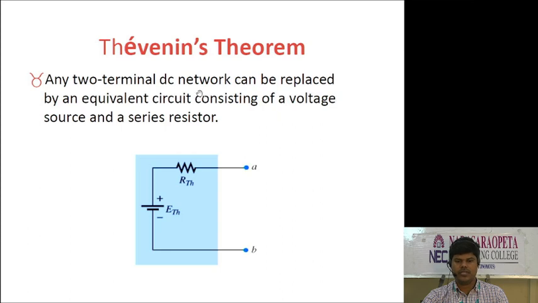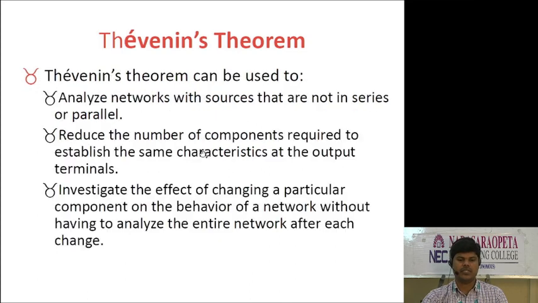Any two-terminal DC network can be replaced by an equivalent circuit consisting of a voltage source in series with a resistor. In the superposition theorem, we find the response in a particular resistor separately for each source, and we combine these three or four responses to get the final response. Whereas in Thevenin's equivalent circuit, we reduce the entire circuit into a simple format: Thevenin's voltage in series with Thevenin's resistance. So Thevenin's theorem can be used to analyze networks that are neither series nor parallel.